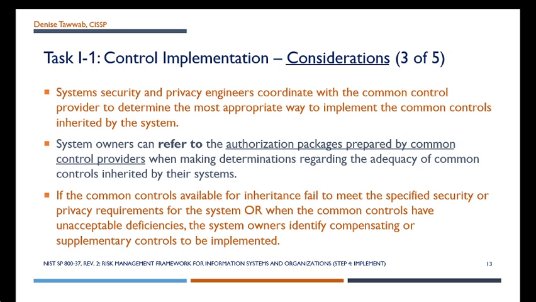System security and privacy engineers work with each other with the common control provider to determine the most appropriate way to implement the common controls that have been inherited by the system. System owners can refer to the authorization packages prepared by common control providers when determining the adequacy of the common controls inherited by their system. If the common controls that are available for inheritance fail to meet the specified security or privacy requirements for the system, or when the common controls have unacceptable deficiencies, then the system owners will identify compensating or supplementary controls to be implemented.